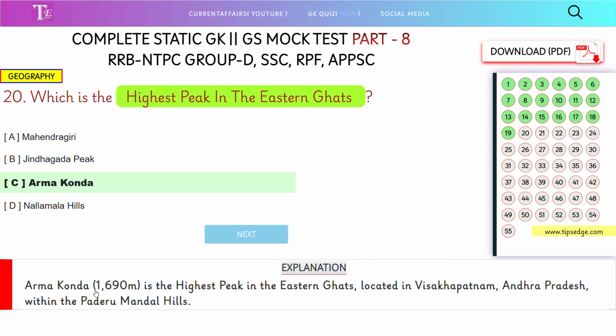Armakonda, which is 1690 meters, is the highest peak in the Eastern Ghats, located in Visakhapatnam, Andhra Pradesh, within the Paderu Mandal Hills.